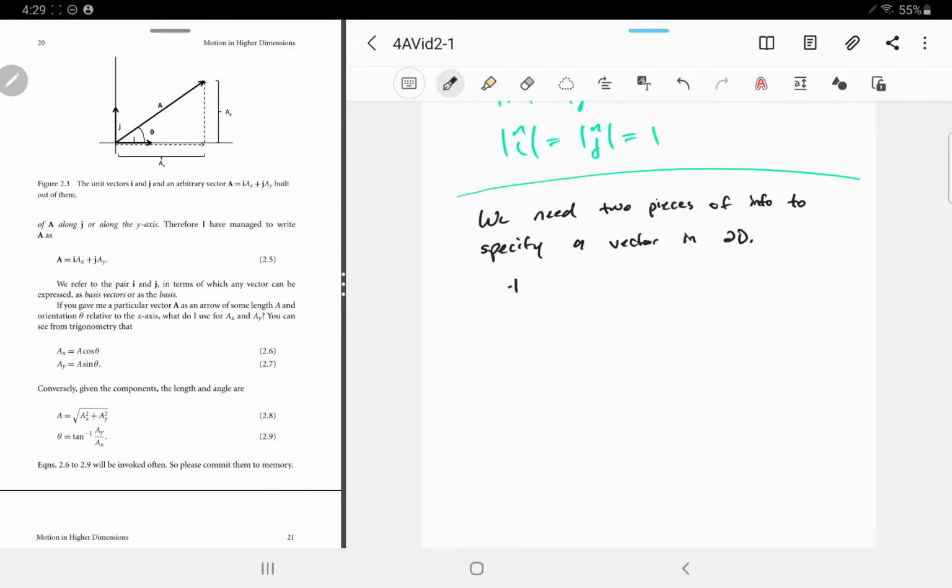So one way is the x and y components. So let's say the vector is A. We could have Ax and Ay. By the way, this is assuming we already know the coordinate system setup. If you knew Ax and Ay, but you don't know what direction x hat and y hat are pointing, then they're kind of useless, right? So this is assuming we already know the coordinate system.